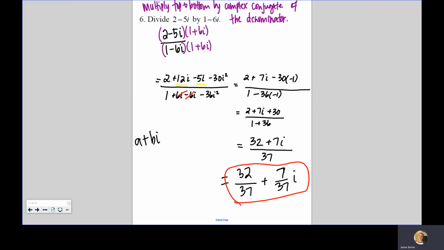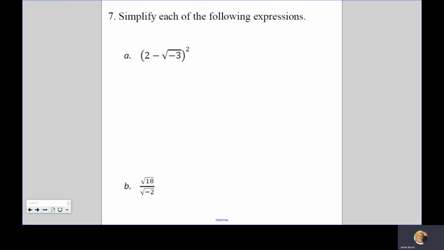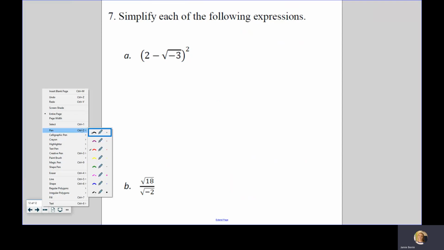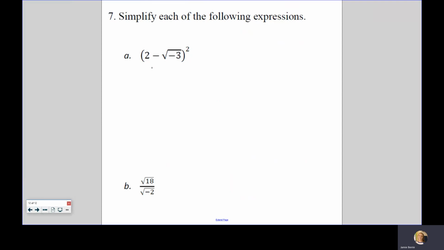All right, we have one more example, and I think it has 2 parts. This one just says simplify each of the following expressions. We've already done some examples like these at the very beginning of the class, but I just wanted to make sure that you had seen these because I want to say there's some like this on the homework. So here we have 2 minus the square root of negative 3, squared.